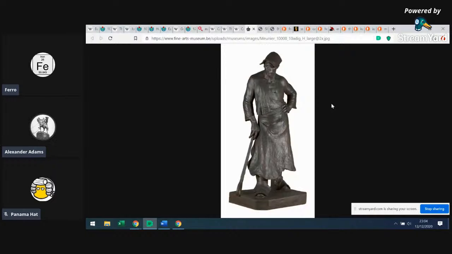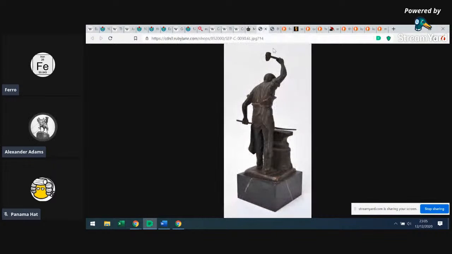This is very, very important because Constantine Meunier is perhaps the most influential sculptor in history, perhaps bar the ancient Greeks. Yes, even greater than Michelangelo, because if you look in terms of influence, if you go to the next one, I will show you why.